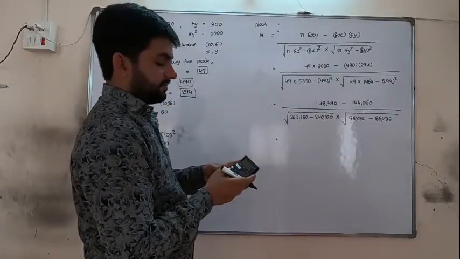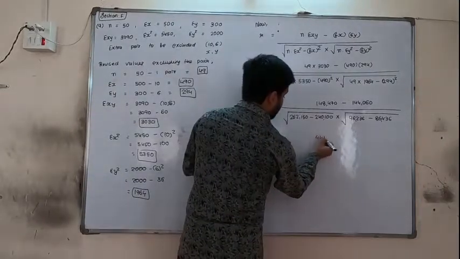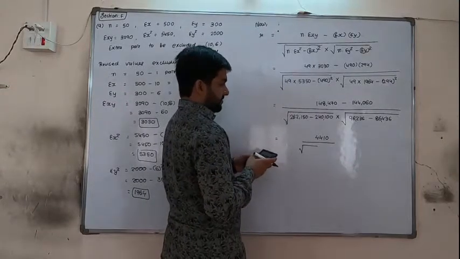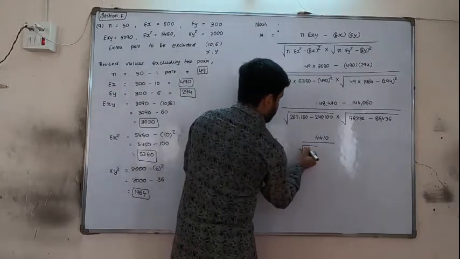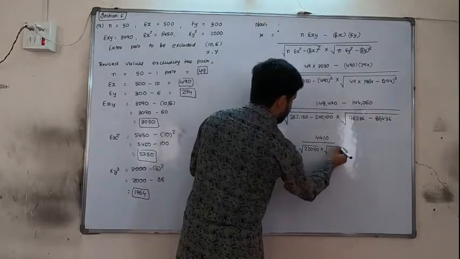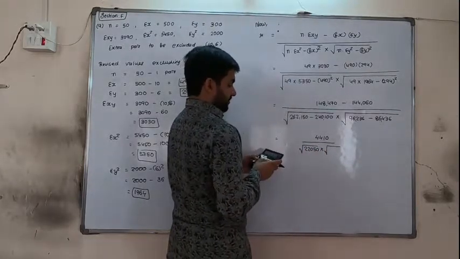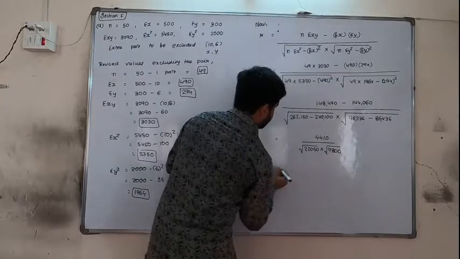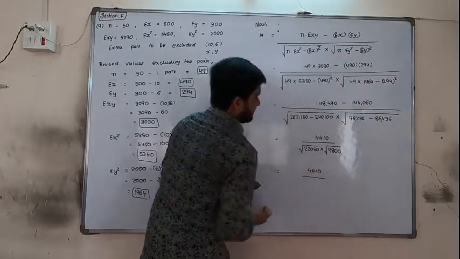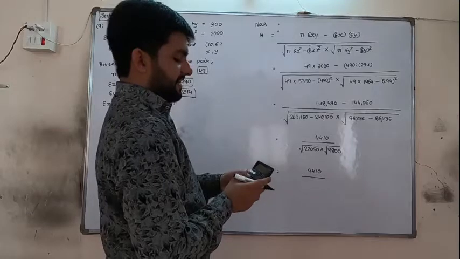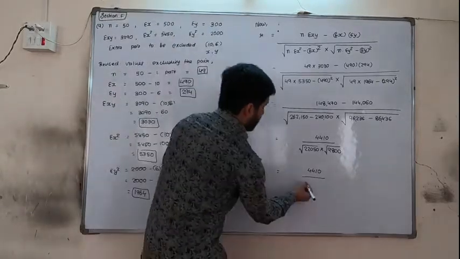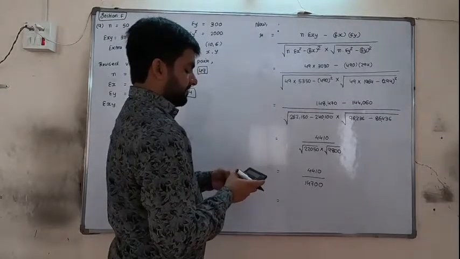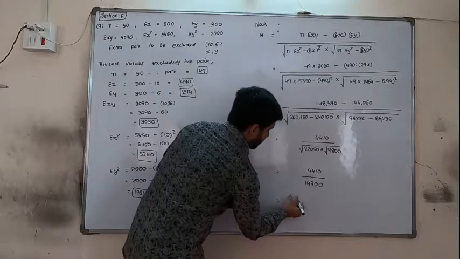1,48,470 minus 1,44,060 is 4410. In the first square root, 2,62,150 minus 2,40,100 is 22050. Multiply the second square root: 96,236 minus 86,436 is 9,800. So 4410 divided by the square root of 22050 multiplied by 9800, which is 14,700. 4410 divided by 14,700 is 0.3.